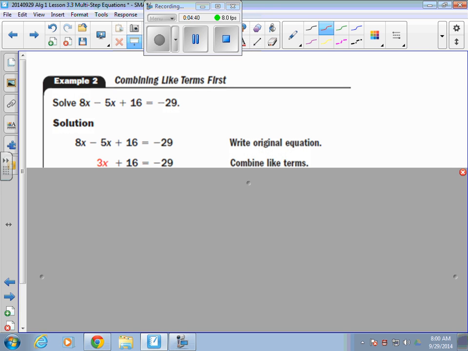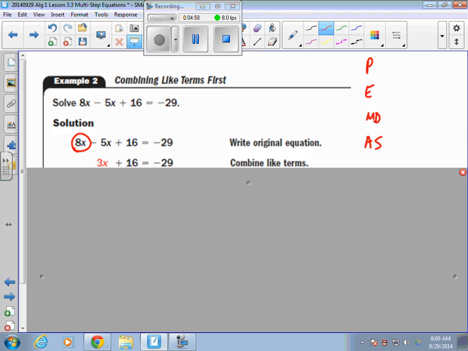Example number 2 is combining like terms. 8x minus 5x plus 16 is equal to negative 29. First step is to write the original equation and then combine the like terms. You work your order of operations this way until you go across the equal sign.